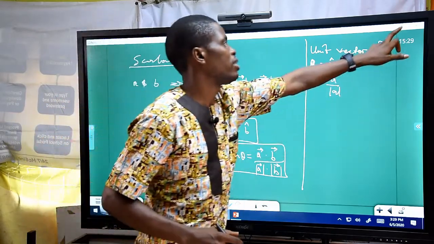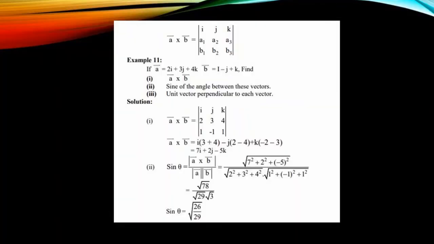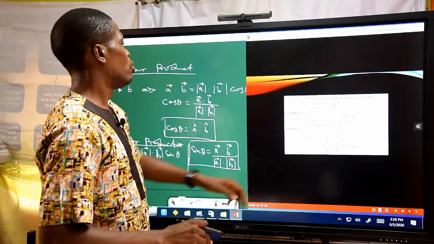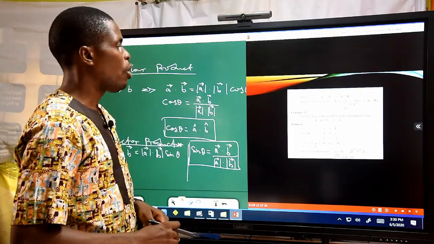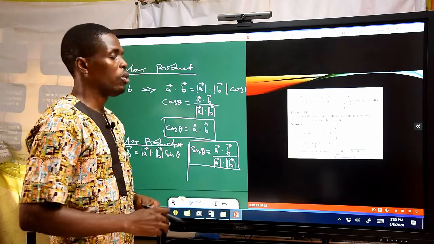Okay, if we consider that apart from using the sine, that's what we are trying to show here. And we use sine theta equal to that. We find that and find the sine theta of that angle to be root 26 over 29. So we can solve a lot of problems related to that and look at the application of vector products.